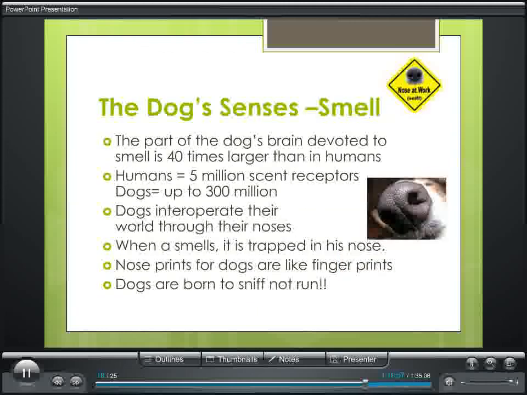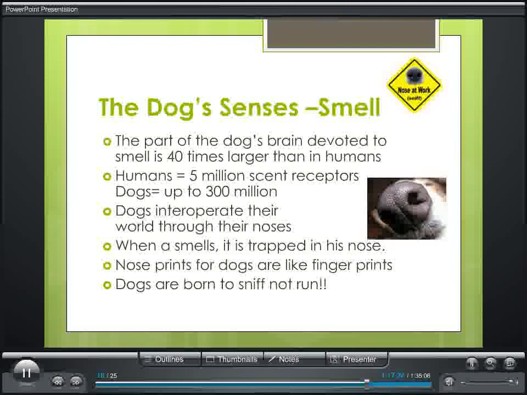Okay, the big one for dogs, their sense of smell. This is really how the dog sees the world, through his smell. The part of the dog's brain that's devoted to smell is 40 times larger than in humans. That's huge. Okay, think about that. Think how much better their scent is than ours. Humans have approximately 5 million scent receptors, while dogs have up to 300 million. I mean, that's a lot.